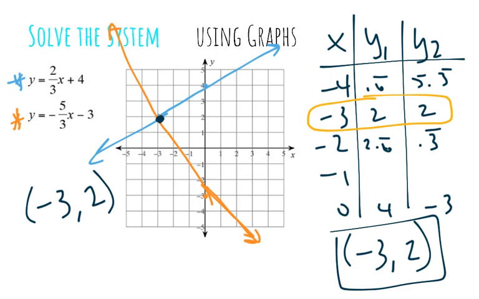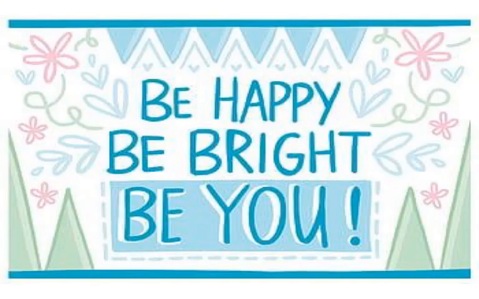So you have an option. Sometimes you can see it right on the graph, other times you can go to the table, and we'll get the same answer.